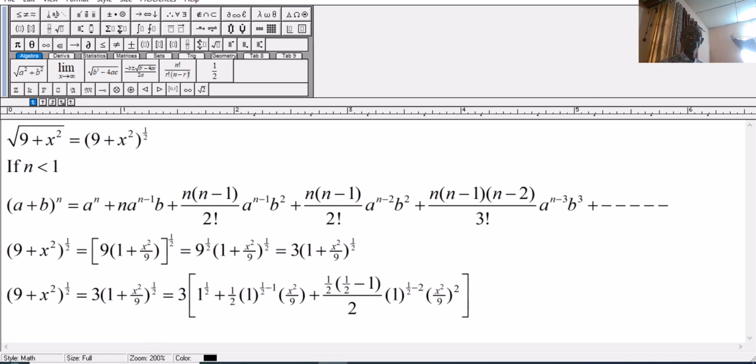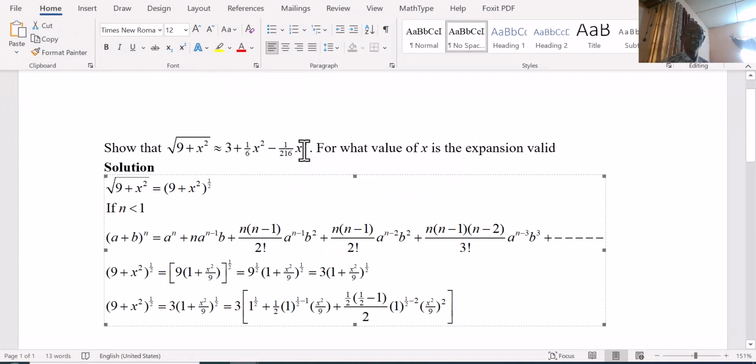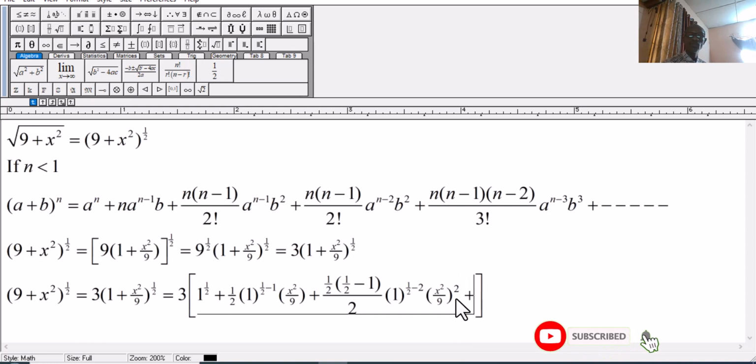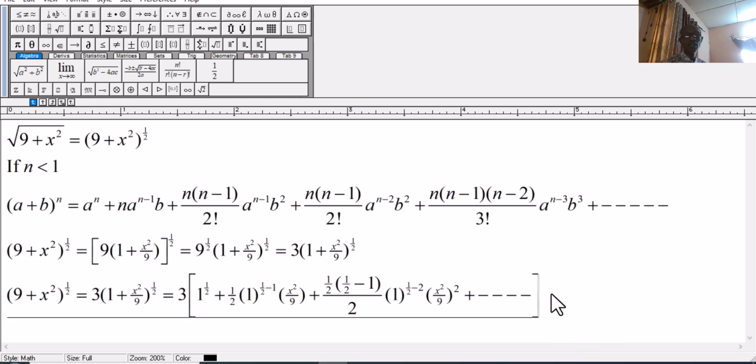Now look at the question that we are given. The question we are given is raised to the power of 4. So by the time we expand this x squared raised to the power of 2, it becomes x raised to the power 4. So that means we can stop here. We can stop there and leave the rest of the terms, for the sake of the term we are asked to find.